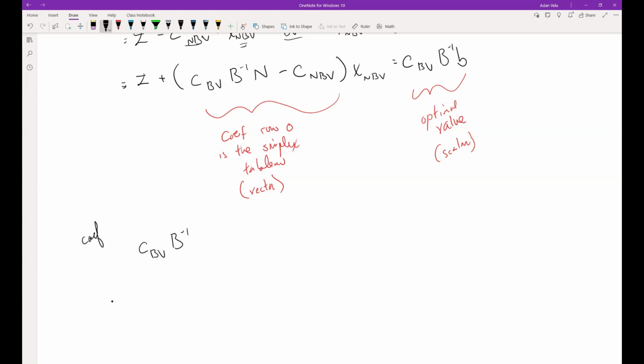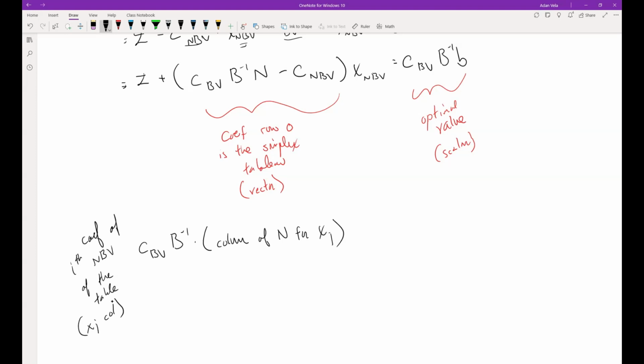So the coefficient of the ith variable, and actually it's for the non-basic variable of the table, well, that corresponds to CBV times B inverse times the column of N for xj. So whatever that variable is, this is the xj column, right?